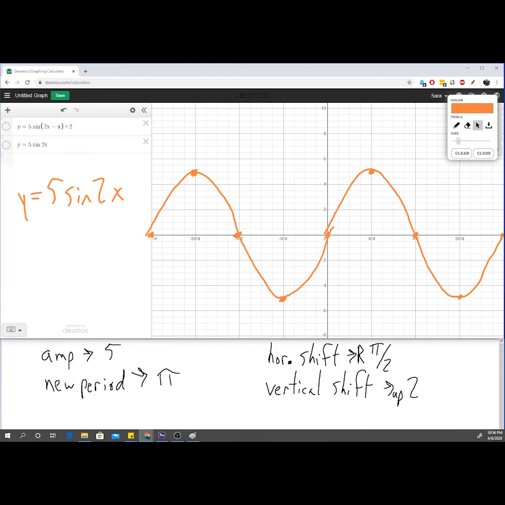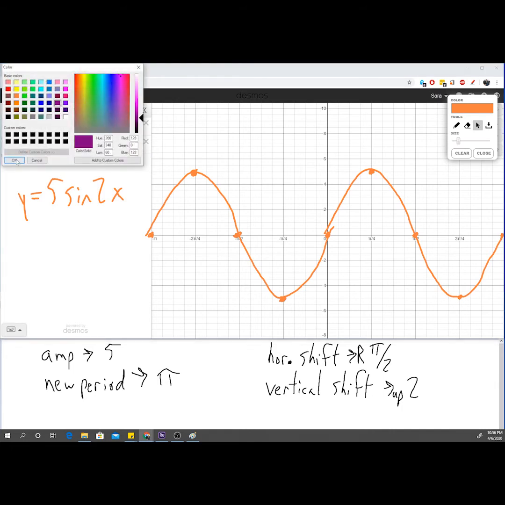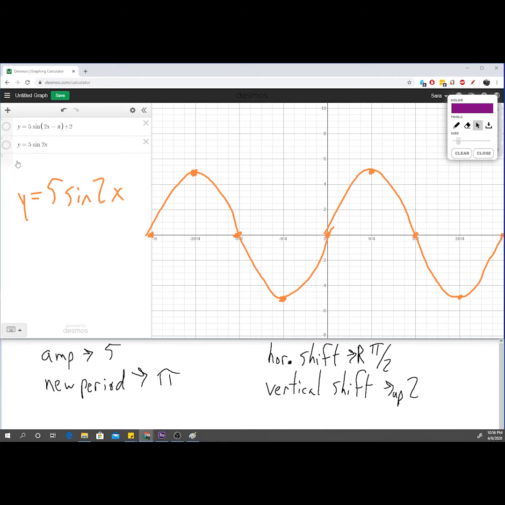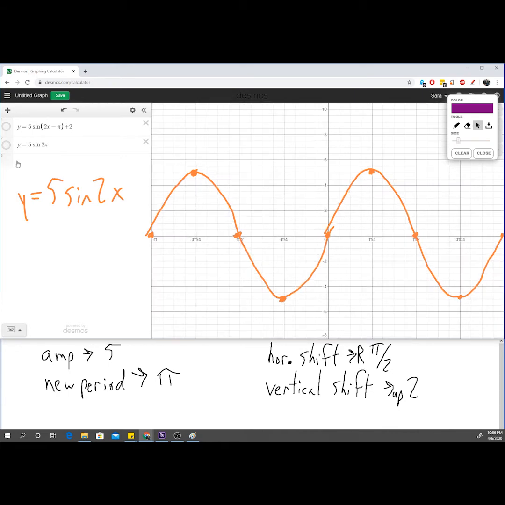So for your shift, let's pick a new color. Let's do that one, looks good. I know that every point I'm going to move over by pi over 2 and up by 2. So this point right here, my center point, now is going to be here at pi over 2. And then when I travel by pi over 4, this point right here is going to travel over pi over 2, and then it's going to travel up from a y value of 5 to a y value of 7.